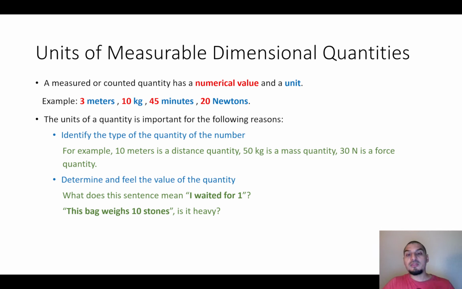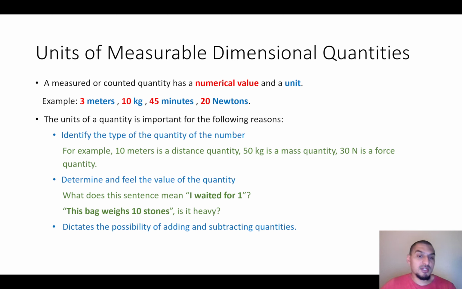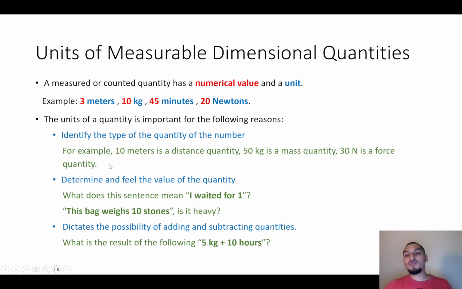The third thing is that it dictates the possibility of adding and subtracting quantities. So for example, if I ask you whether it's possible to add 5 kilograms to 10 hours, of course it's not possible, because they're two different things. Although you can add 5 to 10 to be 15, you cannot add these two quantities because they're not the same. You cannot add time to mass. So from this you can understand why the units are important.